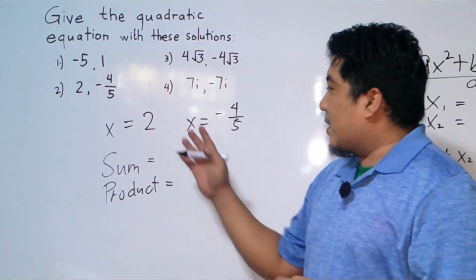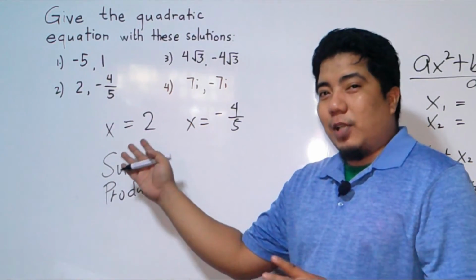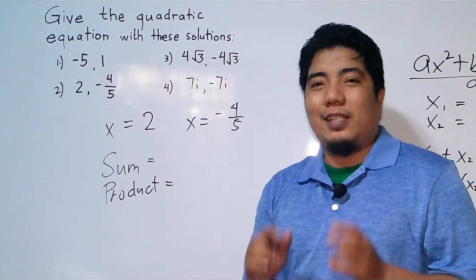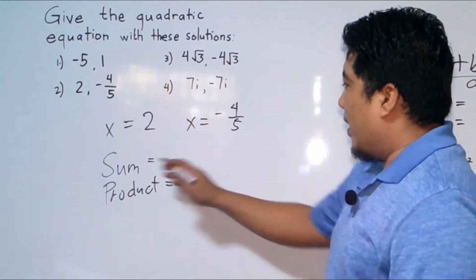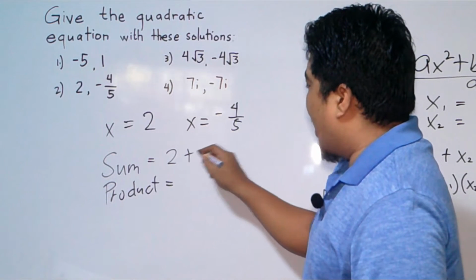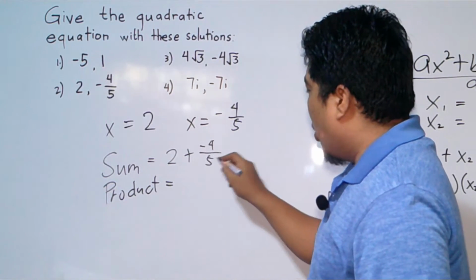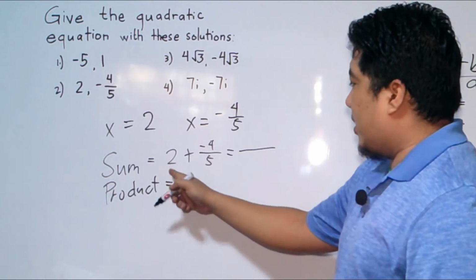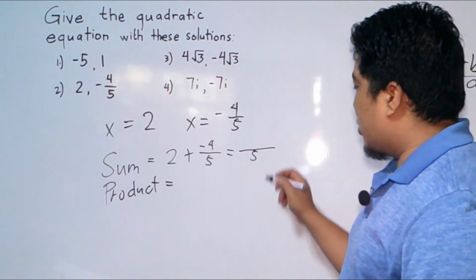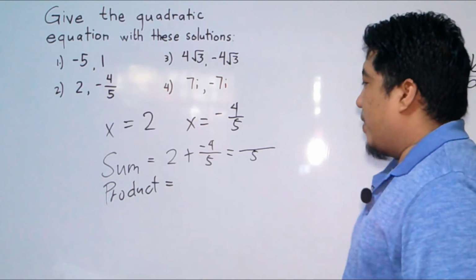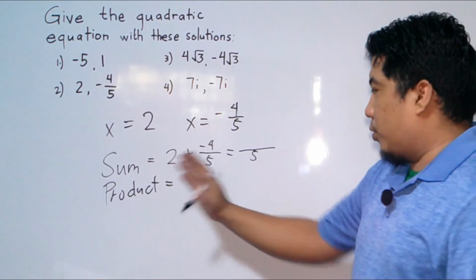Okay, now let us consider example number 2. For our next example, x is equal to positive 2, and the other one is negative 4 over 5. The sum of that is 2 plus negative 4 over 5. We will use the LCD, and since this is a whole number, we can use immediately our 5 as the denominator or the LCD of the two terms.